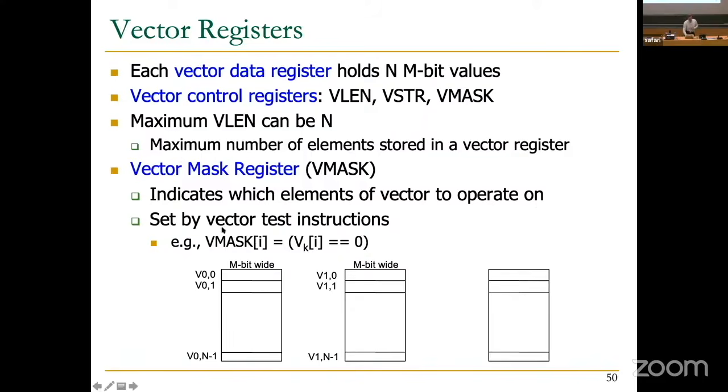For example, here we set every element of the vector mask by comparing every element of a vector register k to 0. Now, what is the result of this operation? If element i of vector register k is equal to 0, then element i of the vector mask is set to 1. Otherwise, it's set to 0. Okay? So basically, this is a bit vector. This is a bit vector specifying whether the condition that you tested was true for each element of the vector. And then you can use this to perform conditional operations, essentially.